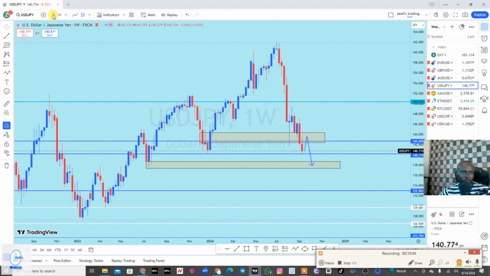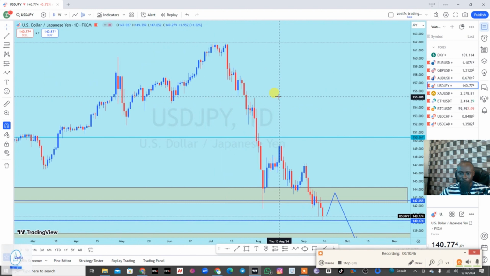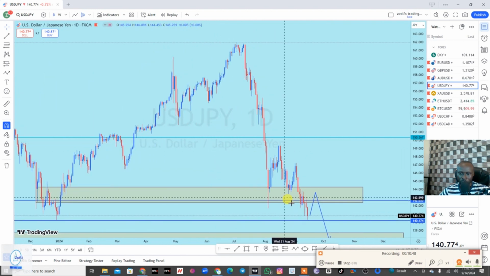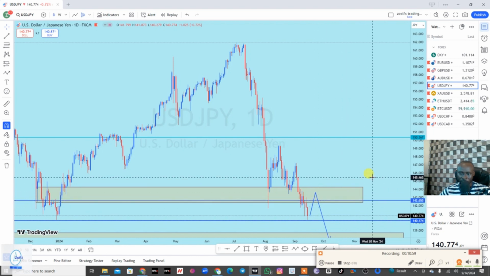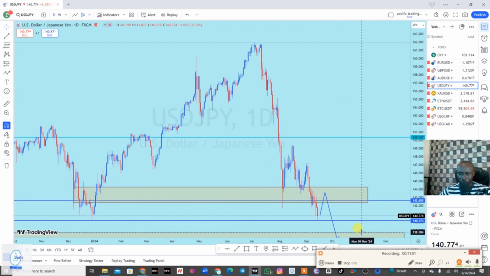So let's go back to our daily chart. We're looking for a sell opportunity on this weekly level. So I'm first selling from a weekly level. I'll be looking for a sell opportunity around this area with my price action candle setup to sell to this region. So that is my analysis for USDJPY.